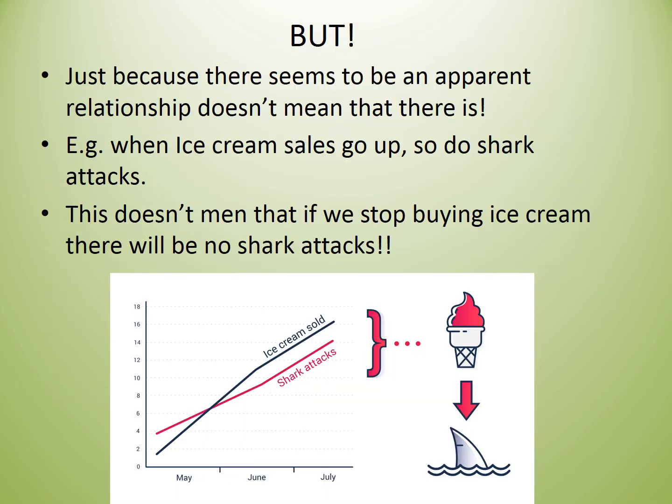But please remember, just because there seems to be an apparent relationship doesn't mean that there actually is. If we've got an increase in sales of ice cream, the number of shark attacks also seems to go up. That doesn't mean that if we stop buying ice cream, there will be no shark attacks. It just so happens that they occur at similar times. It doesn't mean that they actually influence each other.